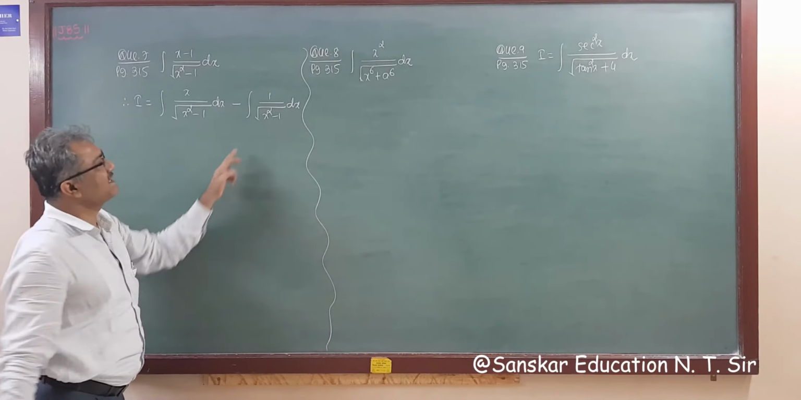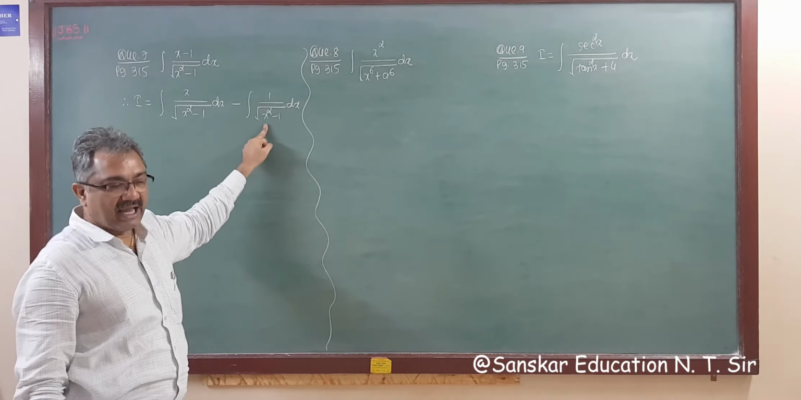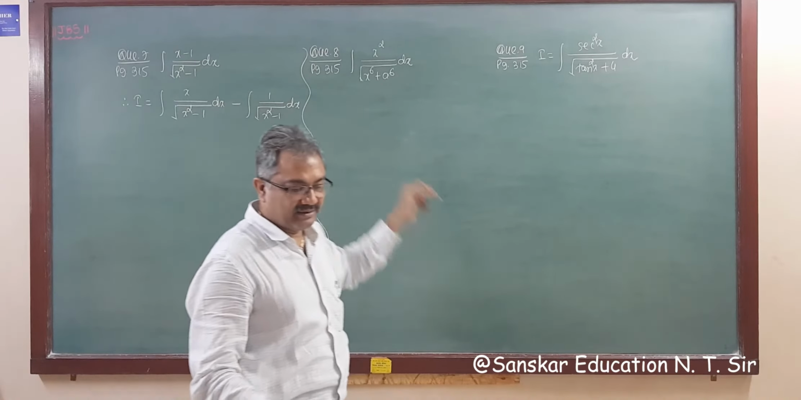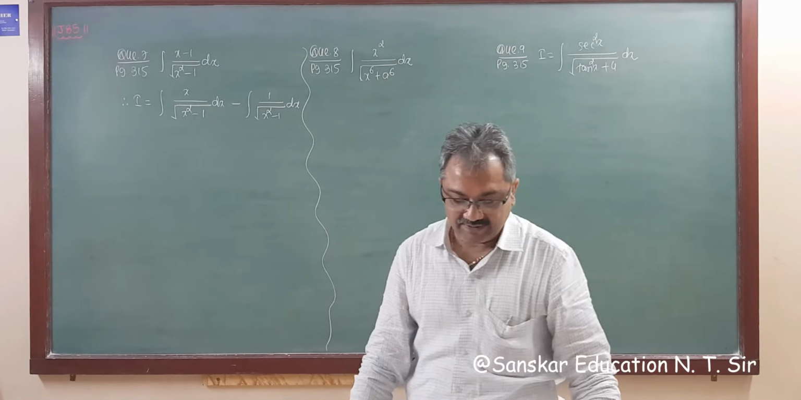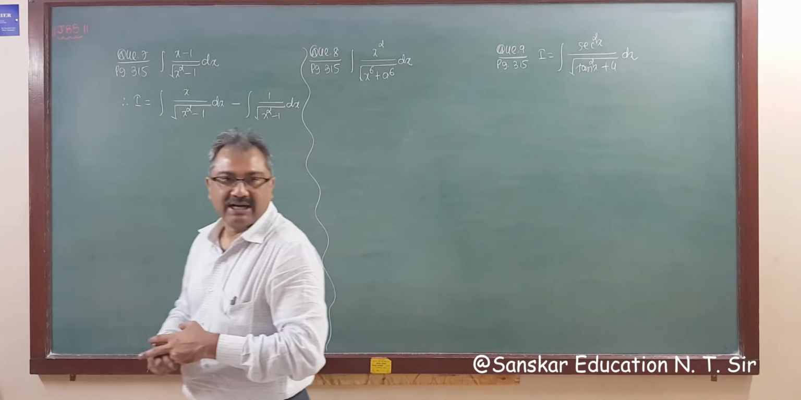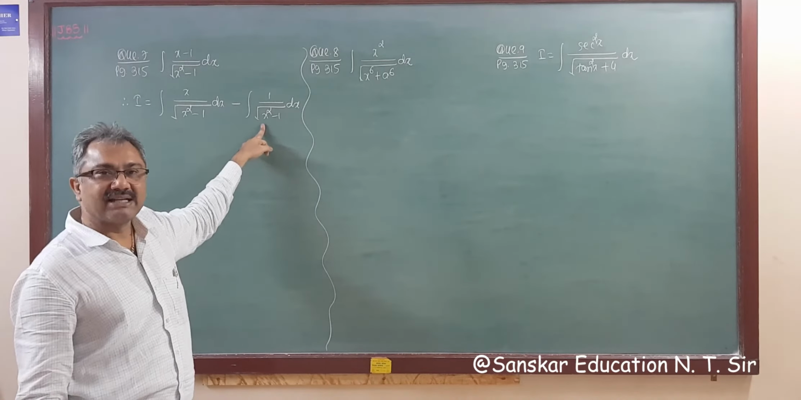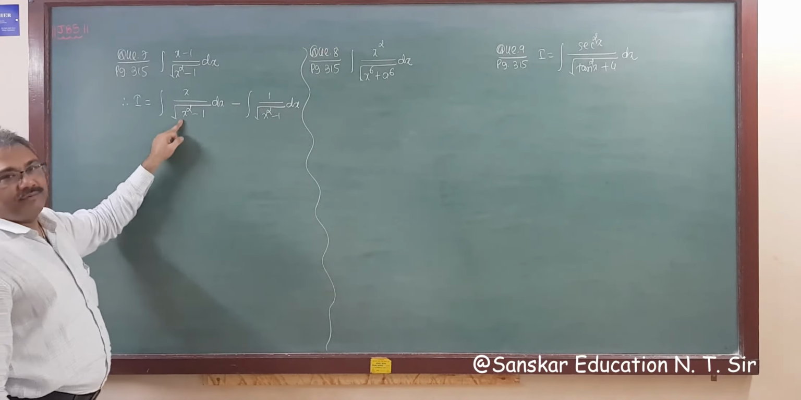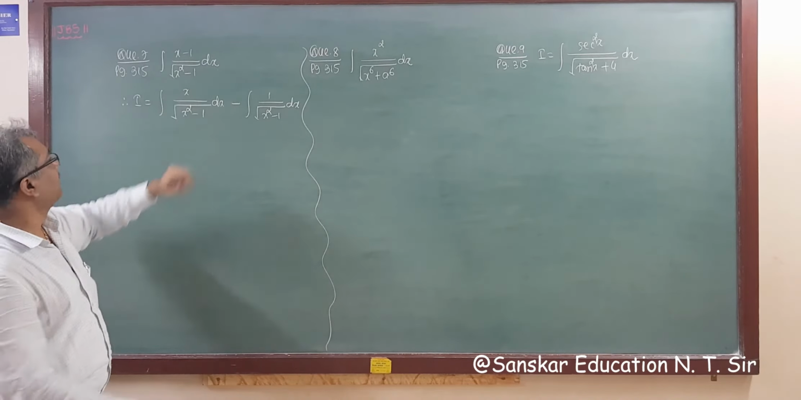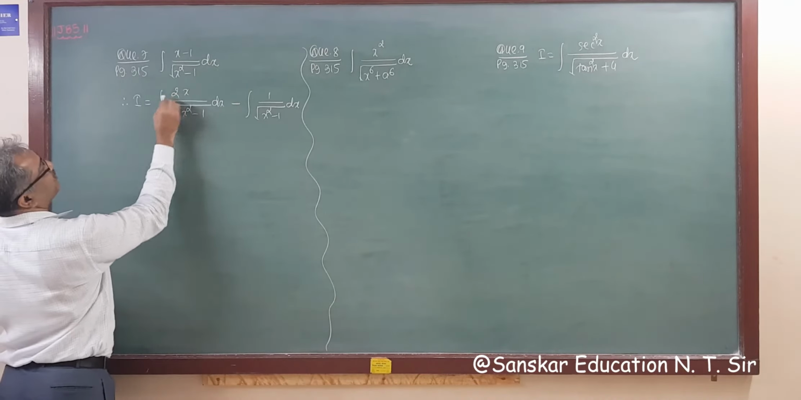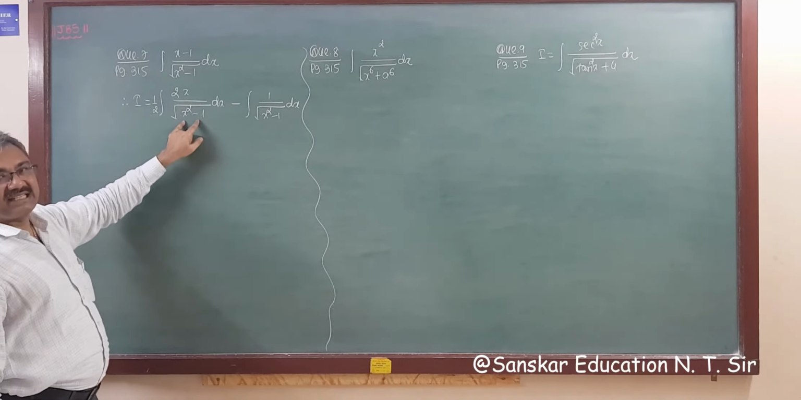Now this is the standard formula, that is the 1 upon root x square minus a square formula. And the answer of this is log mod x plus under root x square minus a square, that you know. Now the derivative of this is twice x, but only x is here. So divide and multiply by 2. We get the derivative of this is twice x.